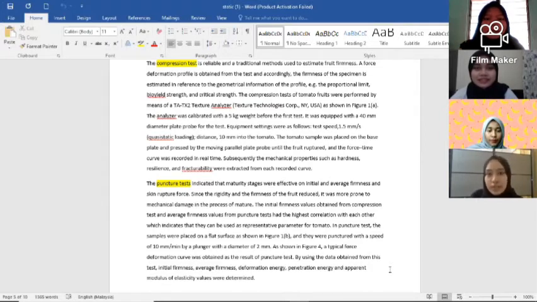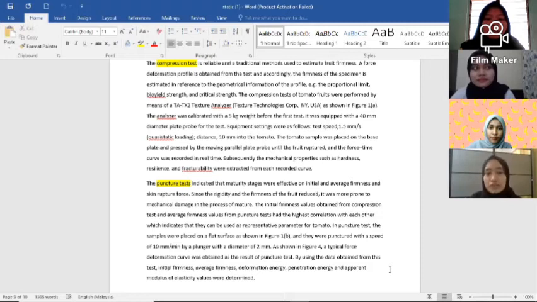The compression test of tomatoes was performed by a texture analyzer that will be shown and explained more by Nabil later. The tomato sample was placed on the base and pressed by a moving parallel plate probe until the fruit ruptured, and the force time curve was recorded in real time. Subsequently, the mechanical properties such as hardness, resilience, and fracturability were extracted from each curve.